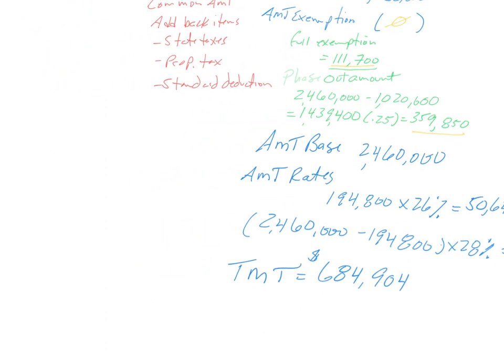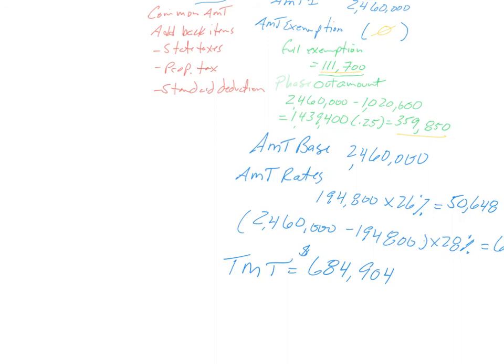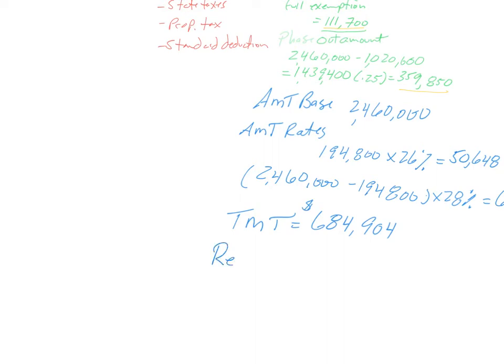Okay, which is great. We know our tentative minimum tax. We know our AMTI. We know all of that great stuff, but we don't know whether they pay AMT or not, because we need to find our regular tax liability. And so we have to go to the regular tax rates, married filing jointly, and figure out what their regular tax liability is. And as you can see, if you look at your tax rate schedules, they're of course in the highest tax bracket, because they have almost $2.5 million of income. So let's figure out what their regular tax liability is.